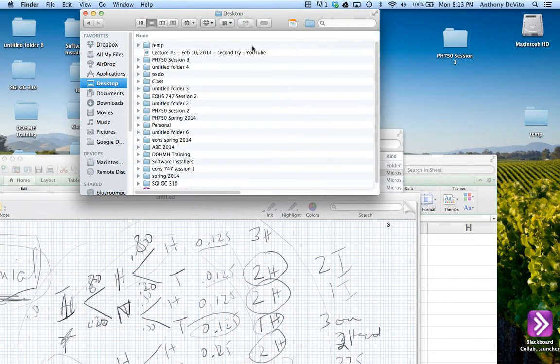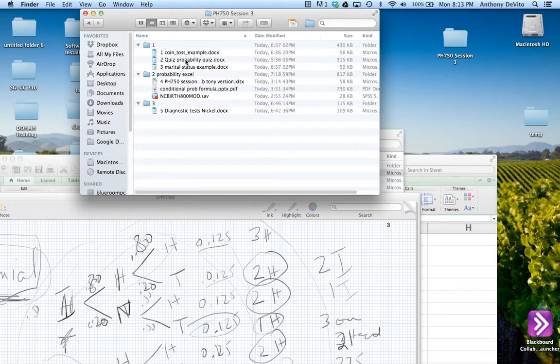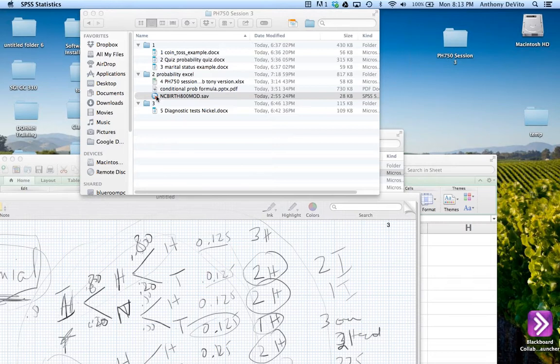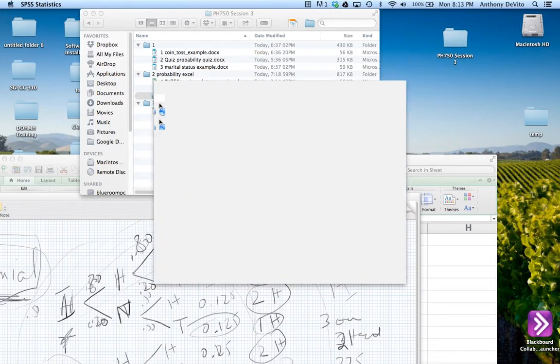Oh, wait a moment, I'll get to it. There it is. Okay, and let's see if I got the data file in here. There we go. I'm going to double click on this. It'll automatically open up SPSS. Okay, you can, if you want, start from SPSS.